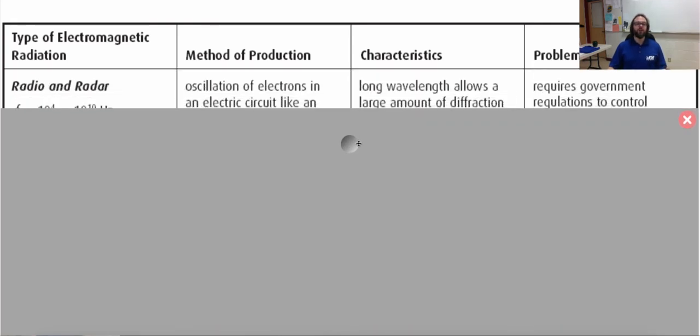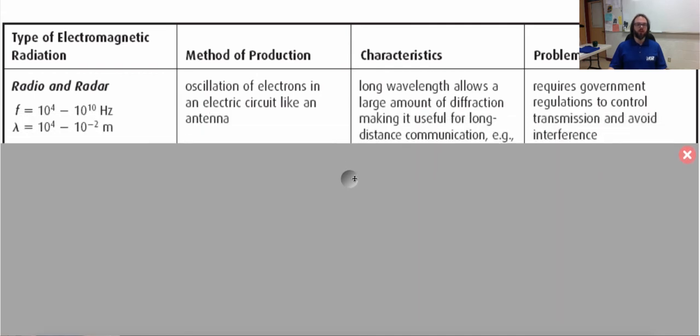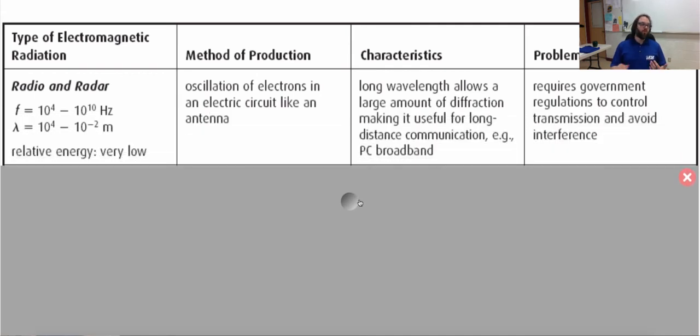First, we have radio and radar waves. Here is their wavelength. Their energy is very low, since they have a very low frequency. They are produced by oscillation of electrons in an electric circuit like an antenna. Characteristics are long wavelengths, which allow for a large amount of diffraction, making them useful for long distance communication. Problems: it requires government regulations to control transmissions and avoid interference, because it's very easy to interfere with radio waves.